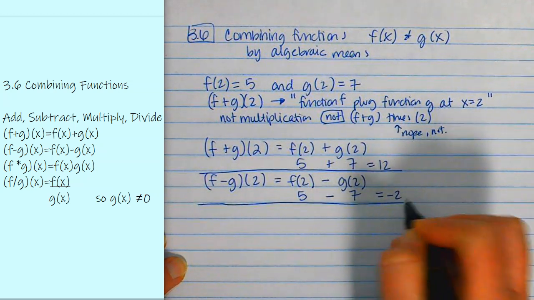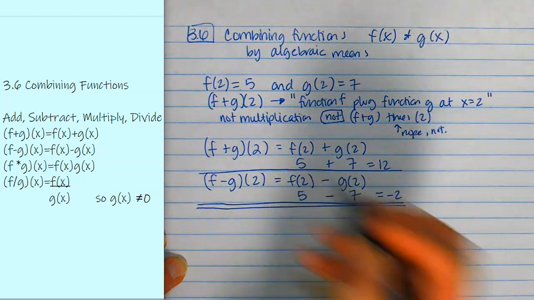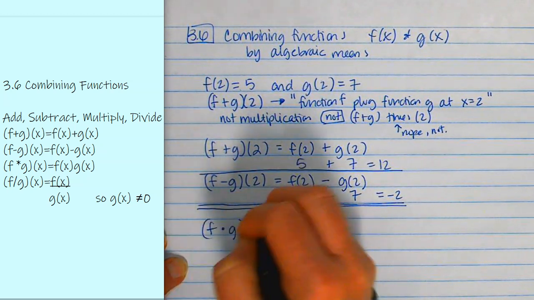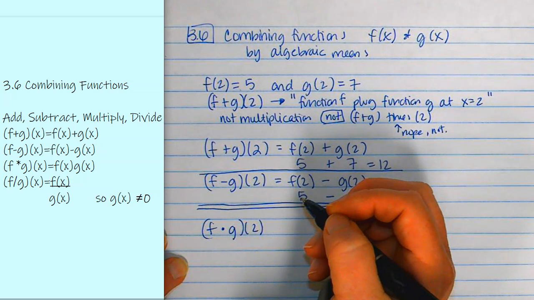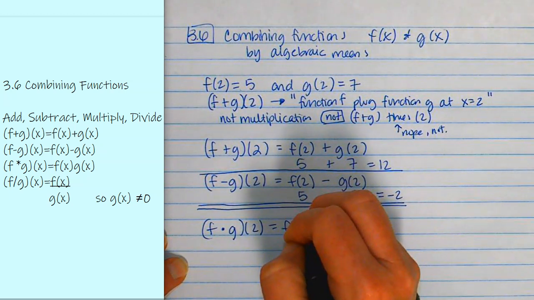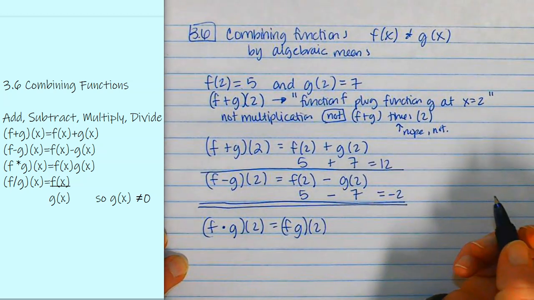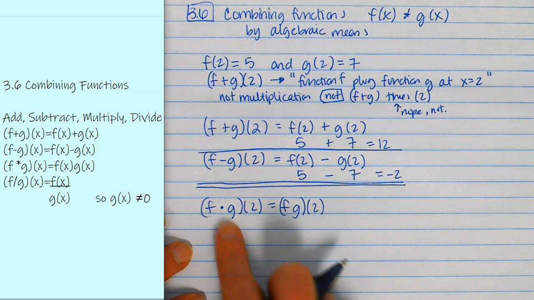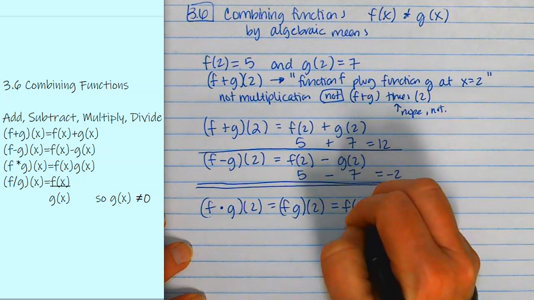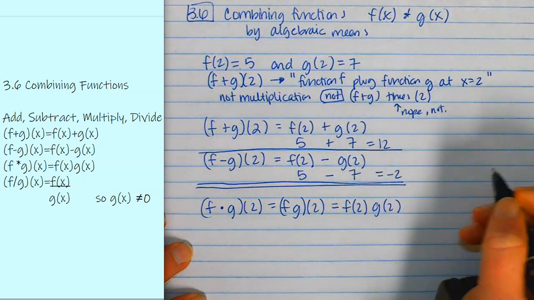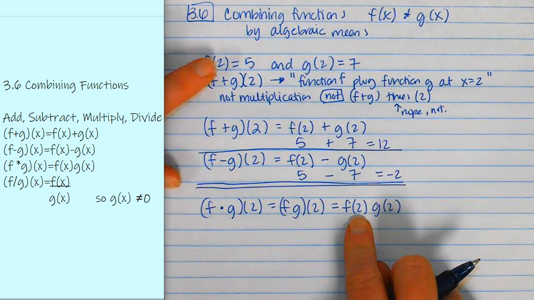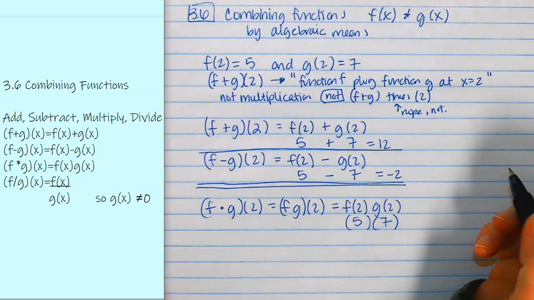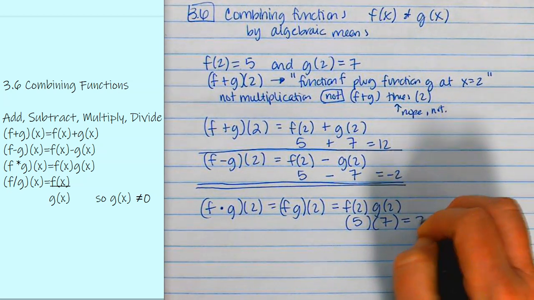Then what we can do is we can say f times g of 2, otherwise written as fg of 2. So sideways next to each other means multiplication. Closed dot means multiplication. And this simply means f of 2 times g of 2. We're going to substitute them in. f of 2 is 5. g of 2 is 7. I'm going to put parentheses to indicate multiplication, and this is 35.